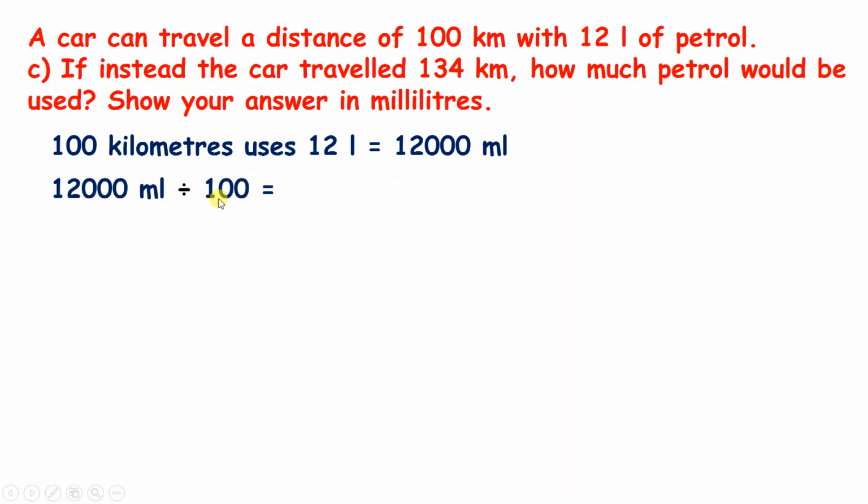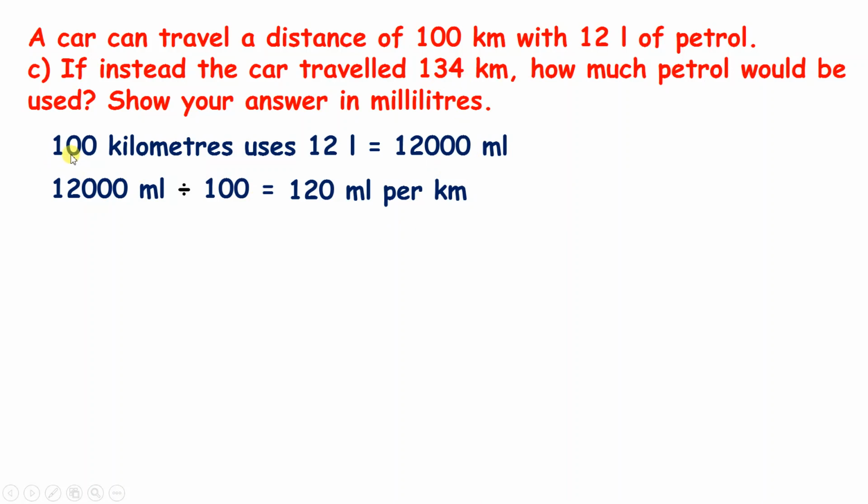So if we divide by 100, that will tell us how much petrol is needed for 1 kilometre, like we did in the last question. So 120 millilitres is needed for 1 kilometre. So now we could multiply 120 by 134 to find the total amount of petrol needed for that journey.